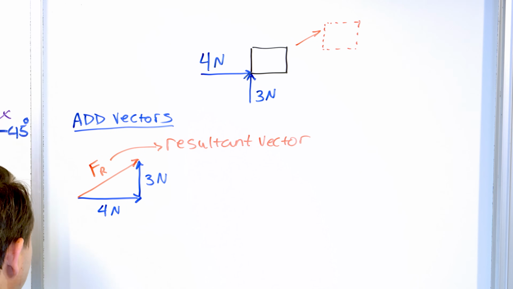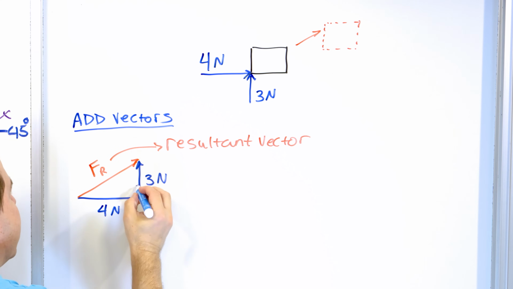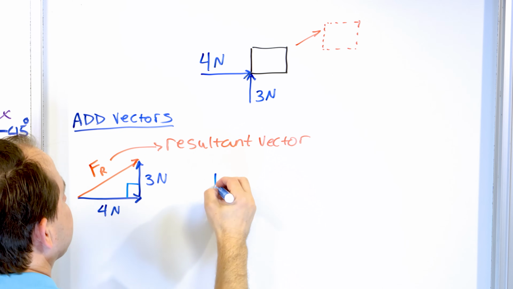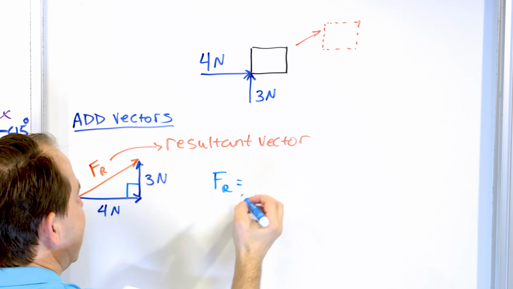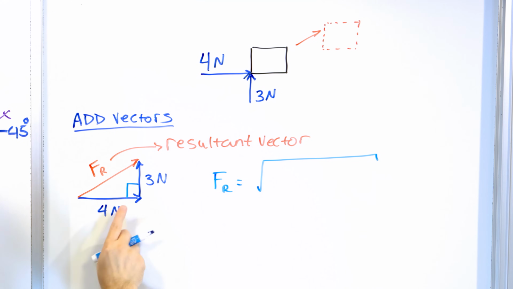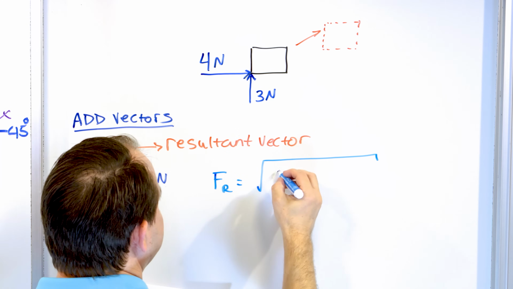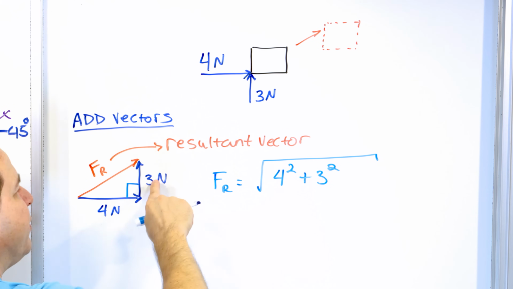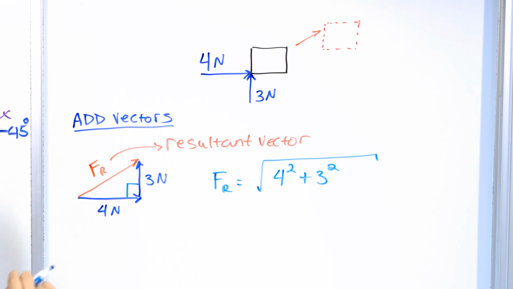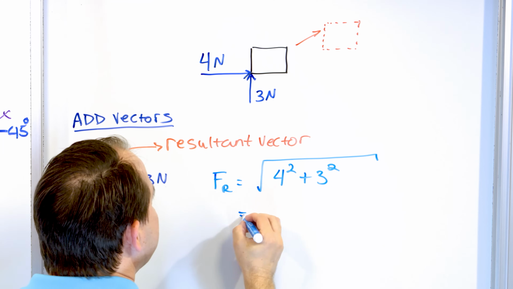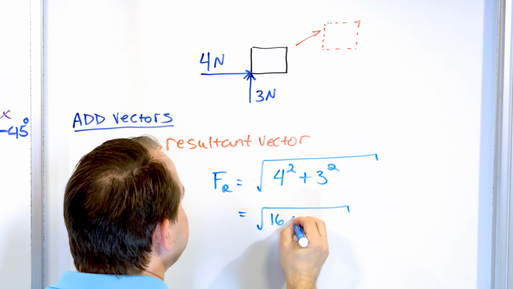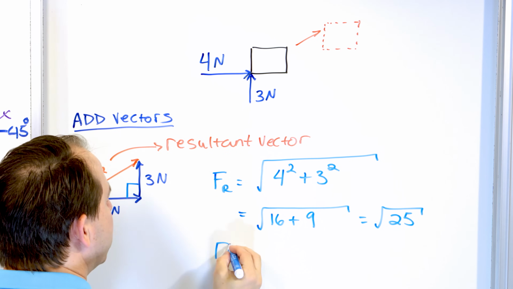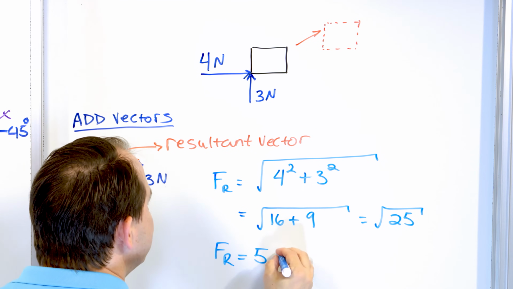But notice that this forms a right triangle. Every time you do this, it forms a right triangle like this because one was horizontal and one was vertical. So to figure out that resultant vector, you take the square root of 3 squared plus 4 squared, or 4 squared plus 3 squared, however you want to do it. This is the Pythagorean theorem. C squared is a squared plus b squared, and then we have to take the square root of both sides to get this by itself. 4 squared is 16, 3 squared is 9, so you get the square root of 25, and when you take the square root of 25, the resultant vector is 5 newtons.